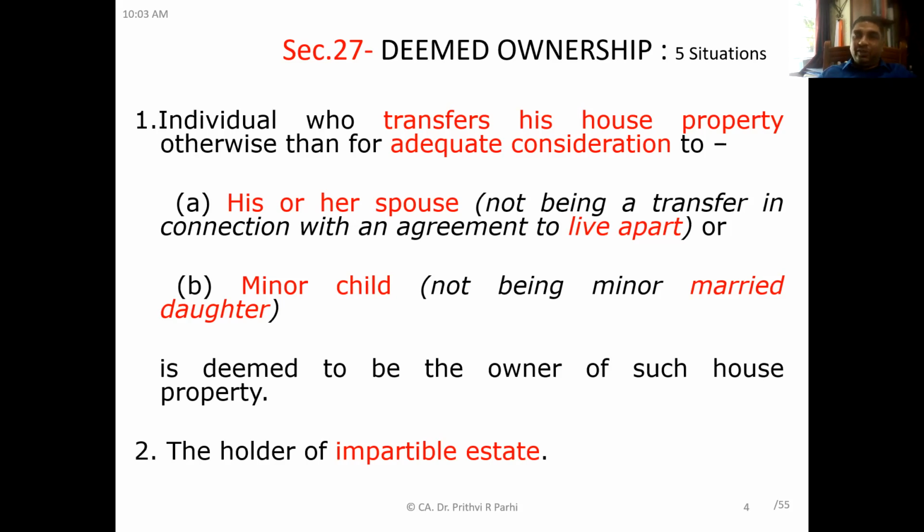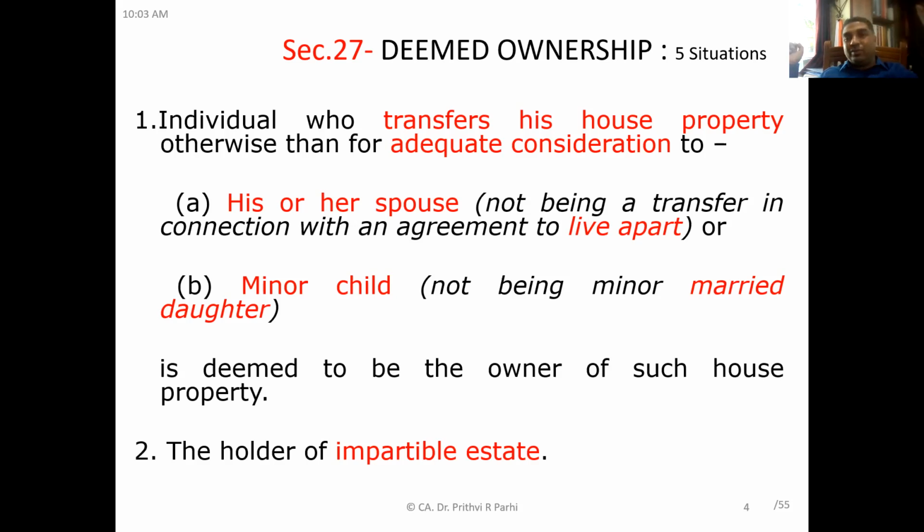Okay. I told you there are 5 situations. Situation 1, I think you have understood clearly. We are learning the concept of deemed owners. Point 2: holder of an impartible estate. That means it is an estate which cannot be partitioned. Suppose there is a house, and as per the agreement of partition, different sons or different brothers have taken various portions of the house.